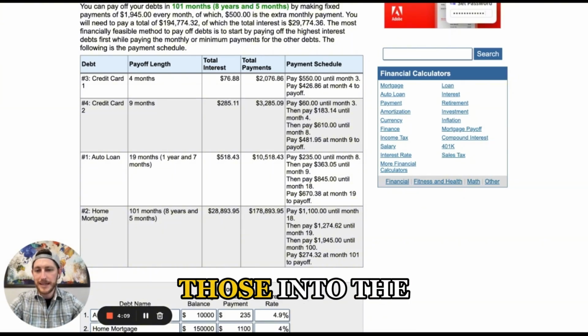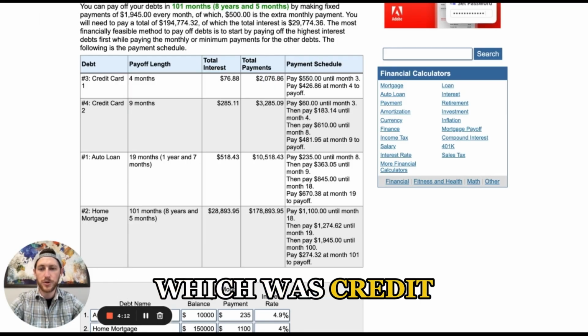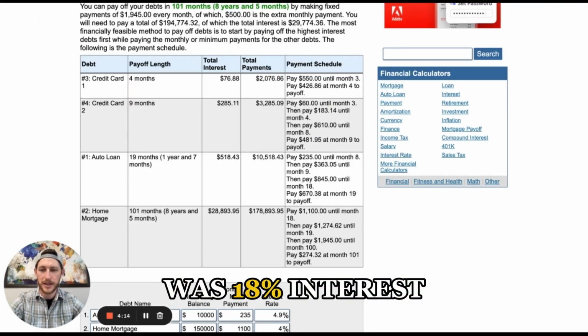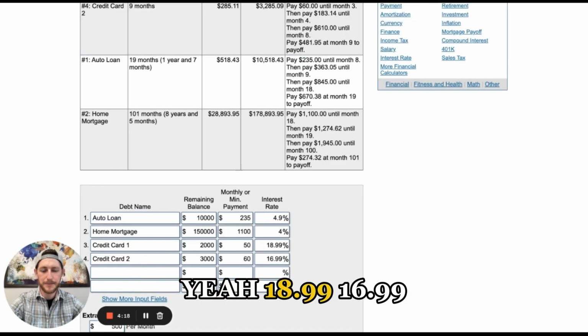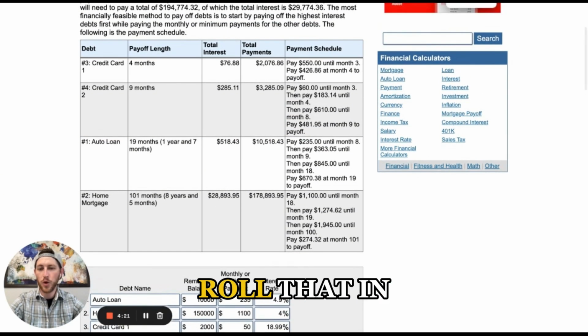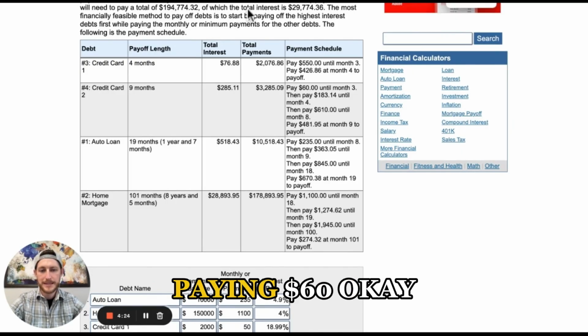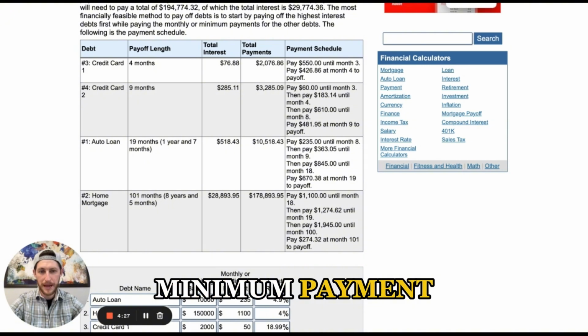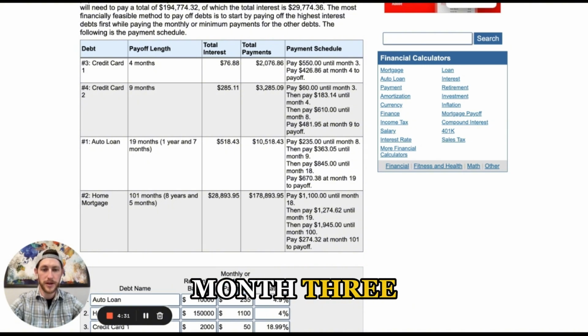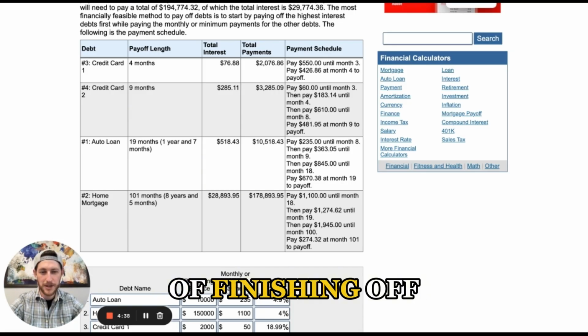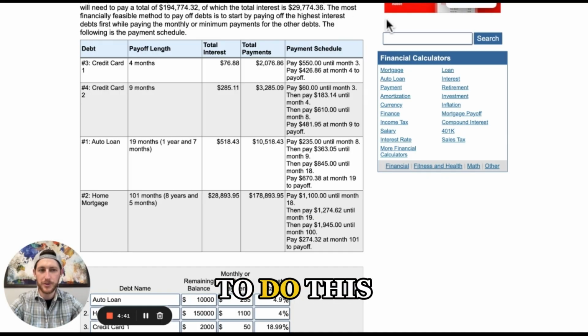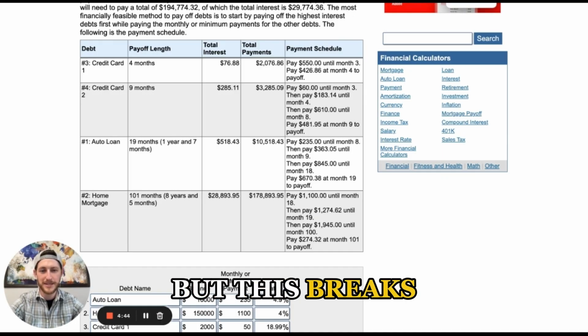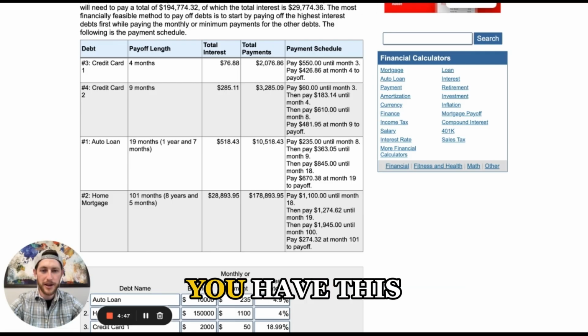Then you roll those into the next highest interest rate, which was credit card number 2. I think this was 18% interest. This was 16%, something like that. Yeah, 18.99, 16.99. So then you roll that in. So what you're doing is you're paying $60, the minimum payment, through month 3. Then you're going to pay $183.14, right? Because you're finishing off this one and starting that one. You don't have to do this exactly to the day, okay? But this breaks it down for you. And then essentially you have this $550, once this first debt's paid off, this $550 plus this $60 is going in.